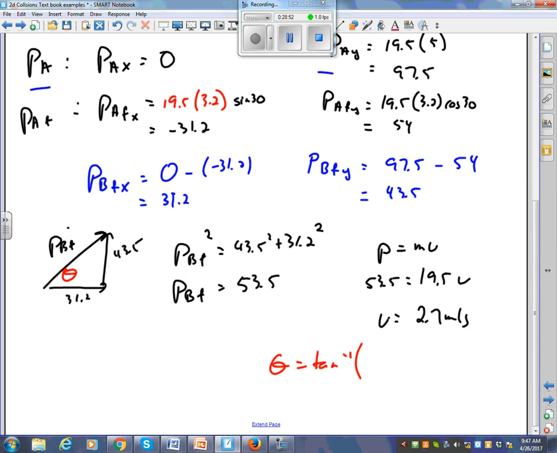Tan minus 1, opposite over adjacent. Opposite is 43.5. Adjacent is 31.2. Second function, tan, bracket, 43.5 divided by 31.2. 54 degrees. That's going to be east, right? East. 54 north.